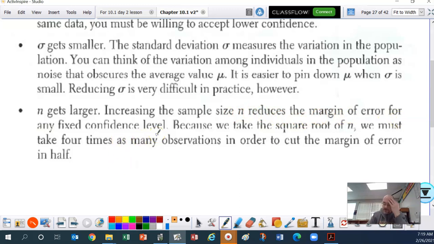Okay, that one, you should know from the very beginning, that a bigger sample size is always better, and it's going to shrink your margin of error, because you're dividing by the square root of it, right? Because we take the square root of n, we must take 4 times, this is a nice important fact, folks, you must take 4 times as many observations in order to cut the margin of error in half. I think I mentioned that on the other video.